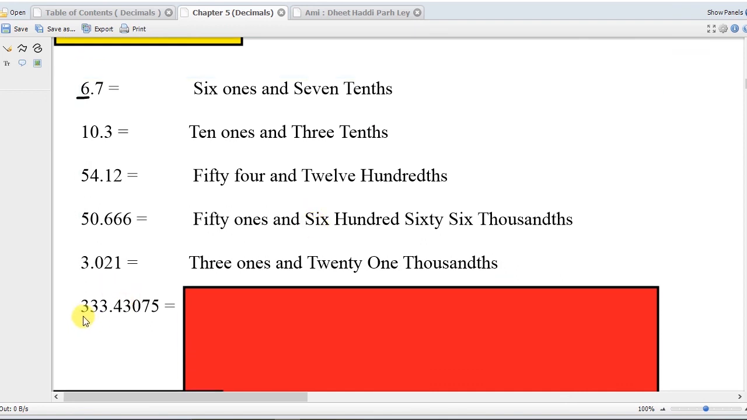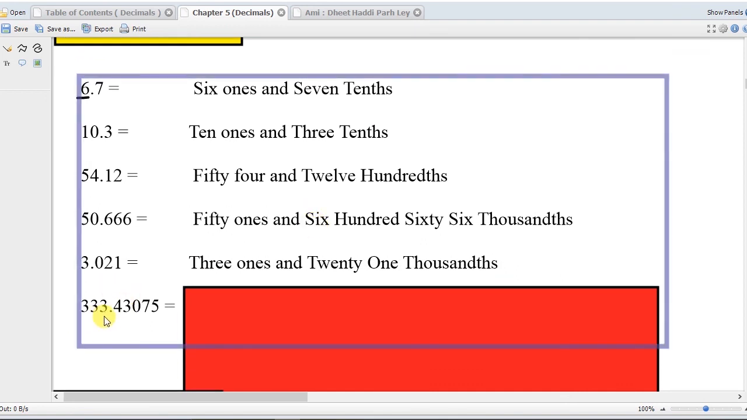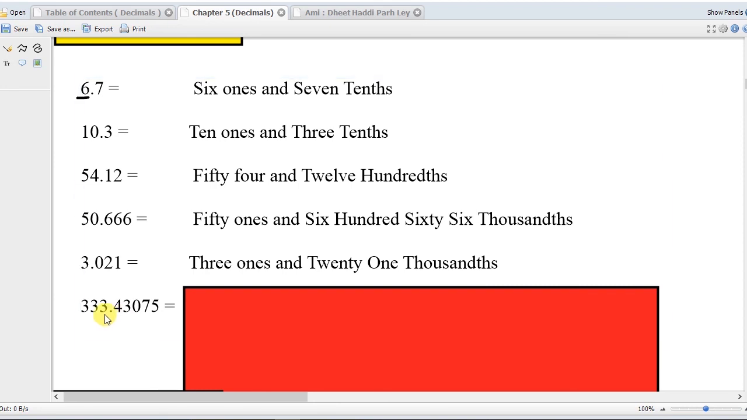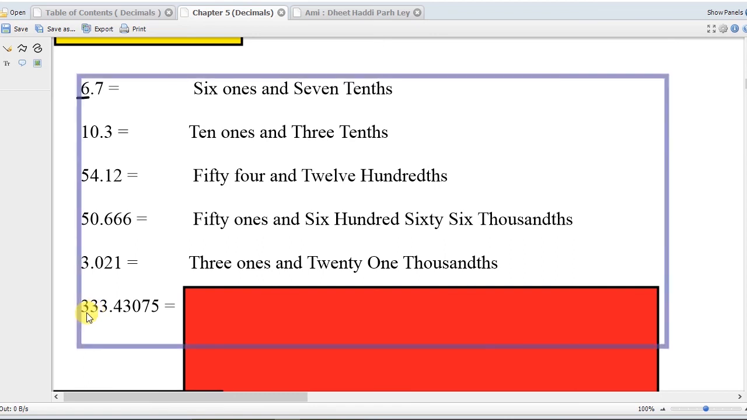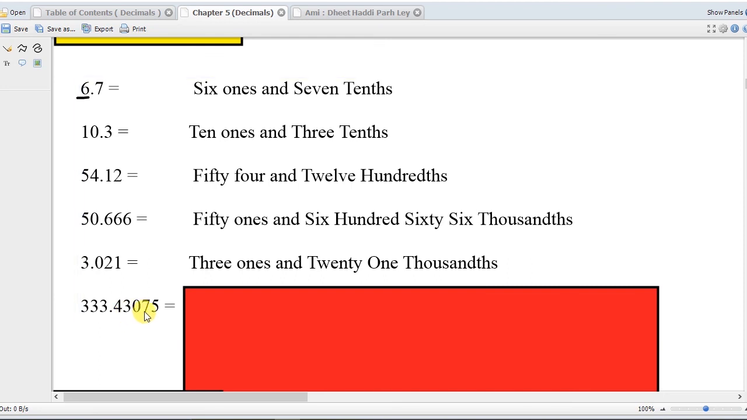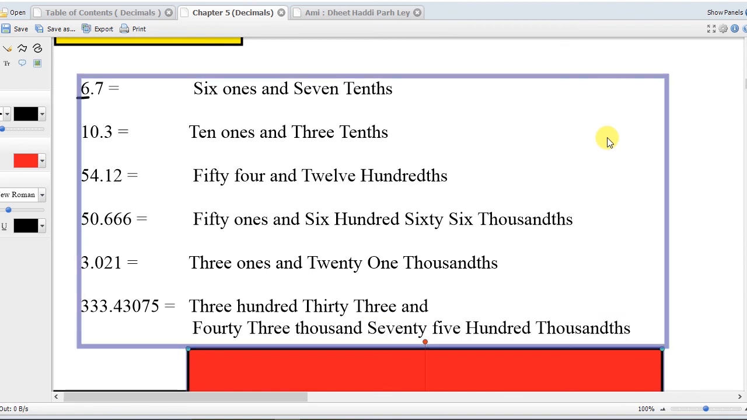And the last number is 333 ones, or you can write it as 3 ones, 3 tens and 3 hundreds, or simply 333, and 43,075. Now what is this number representing? Tenth, hundredth, thousandth, ten-thousandth, hundred-thousandth. So 333 and 43,075 hundred-thousandths. Okay, I hope you have got the concept. This is a very introductory session related to decimals.